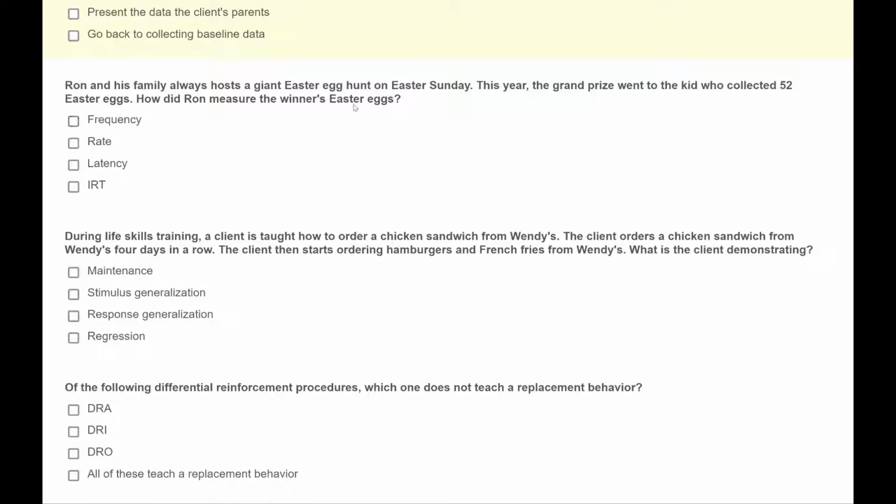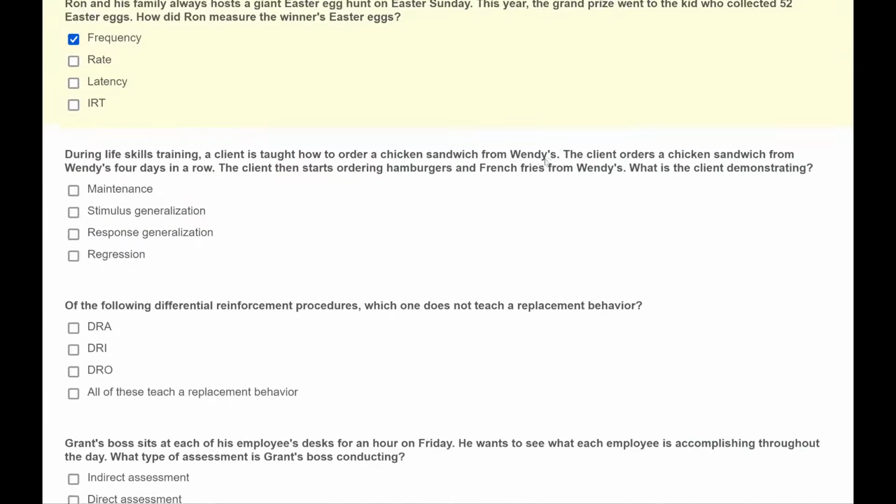And of course, latency and IRT are not relevant here. Latency is going to be the time in between the SD and the start of a response. So if we're measuring latency, we might measure from the time the person said start to the time the kid started collecting eggs, but it's not what we're looking at. And then inter-response time would be time in between responses. In other words, time in between each egg the kid collected. But simply put, we are counting how many eggs the kid has. No time component. Ron is using frequency to measure the winner's Easter eggs.